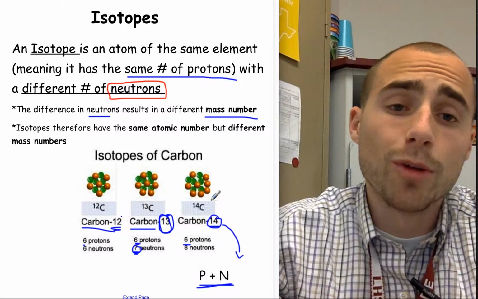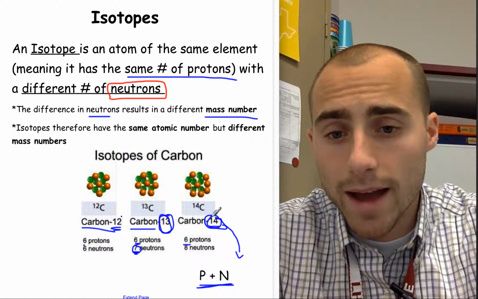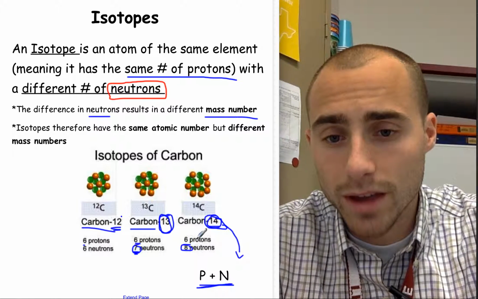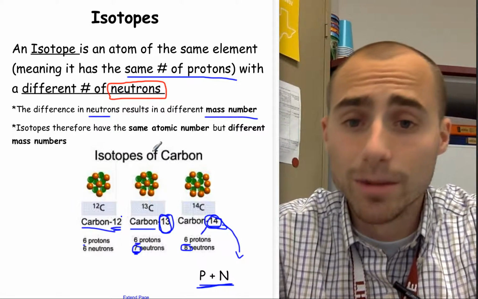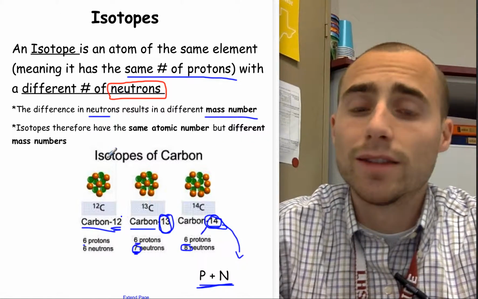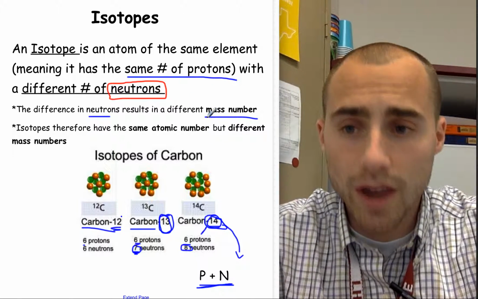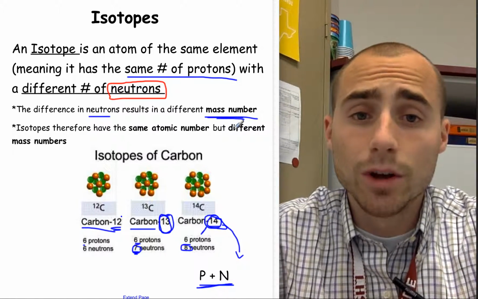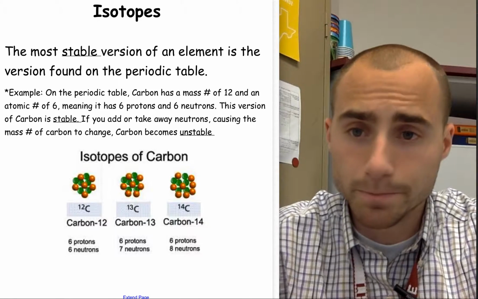And then we look at carbon 14. Again, we are changing the mass number, and that's because now we have 8 neutrons. 6 plus 8 equals 14. So these are all the same element. They're just different isotopes because we've changed the number of neutrons, which therefore changed the mass number. So that is what an isotope is, and some examples of isotopes of carbon.